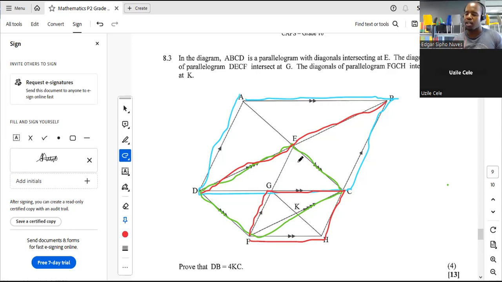Let me give you another hint. We said yesterday diagonals bisect. So now there's a hint for you. Diagonals bisect. What does that mean? Now look at DB and tell me what you can say about how it is bisected.